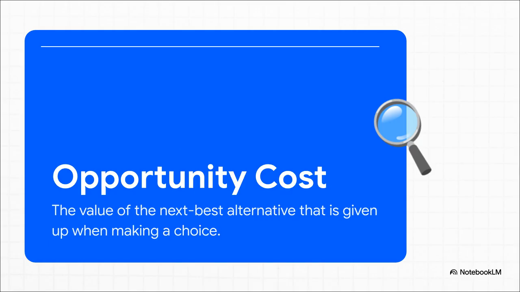And this idea of making choices leads us to another monster concept for your exams: opportunity cost. Right now, you're watching this, so your opportunity cost is the next best thing you could be doing. Maybe that's grabbing a snack. Maybe it's scrolling social media. It's the value of whatever you just gave up. And that is the real cost of any decision you make.